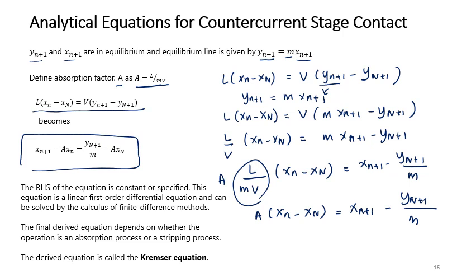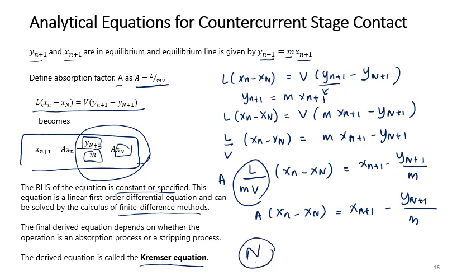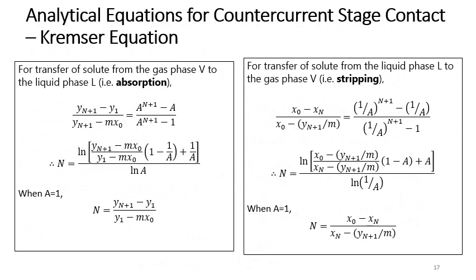From here, y_{N+1} and x_N are constant or specified. I mean, everything on the right hand side is constant or specified. This equation is a linear first order difference equation, which can be solved using the finite difference method. The derived equation is finally called the Kremser equation. What you want to find out here is N, the number of stages. The derived equation will be shown in the next slide. I'm not going through the derivation of the Kremser equation from the previous equation.